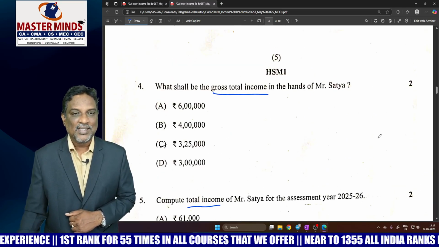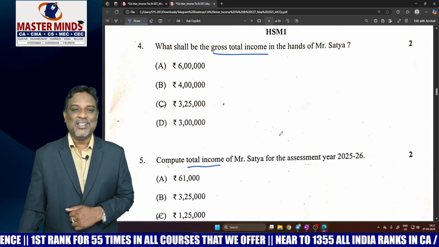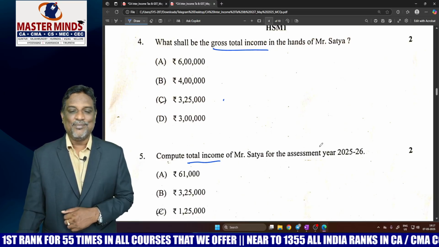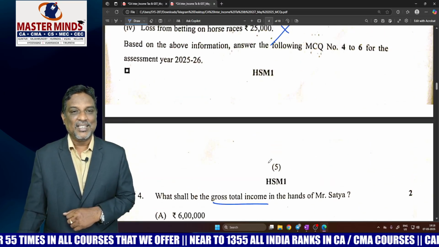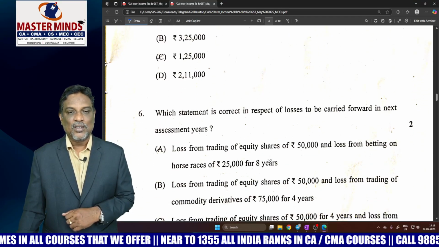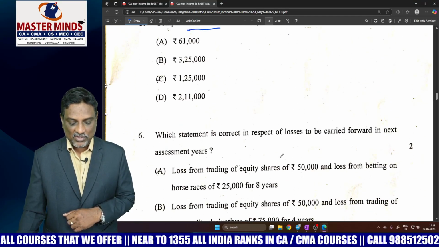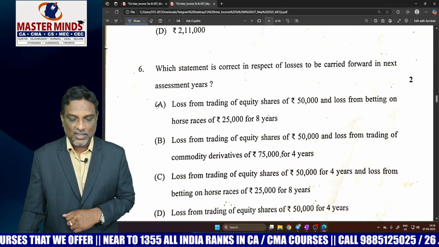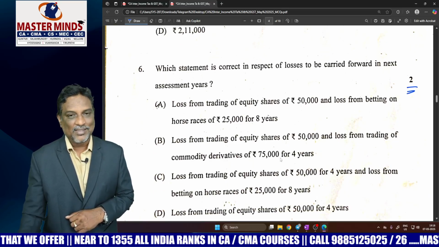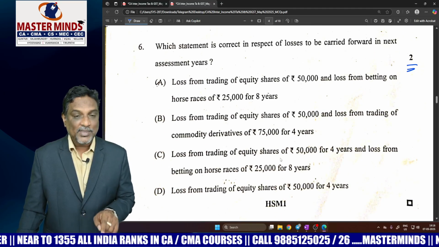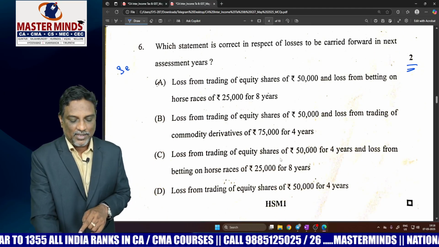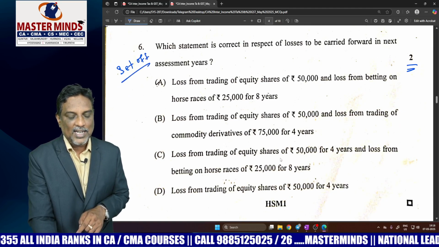The first one is what shall be the gross total income. Second one is compute the total income, which is nothing but net income after claiming Chapter VI-A deduction, if any. Next, it's an individual MCQ, 2 marks. So this is from the set off and carry forward chapter.